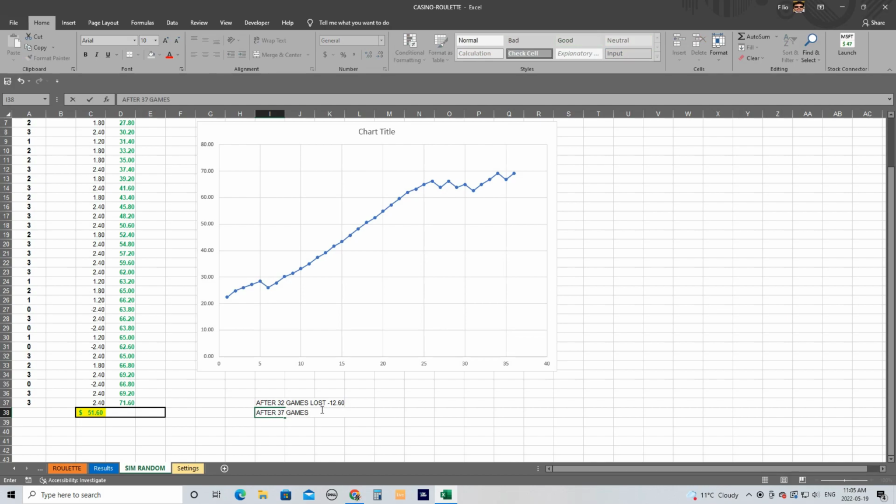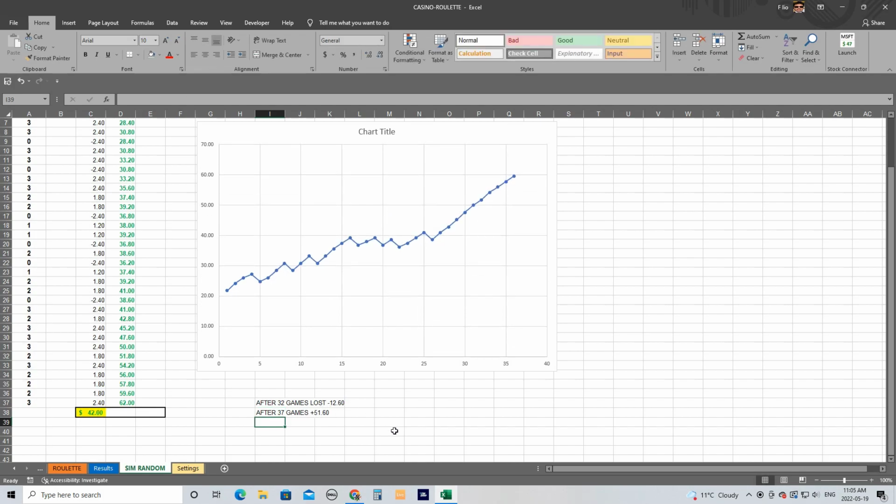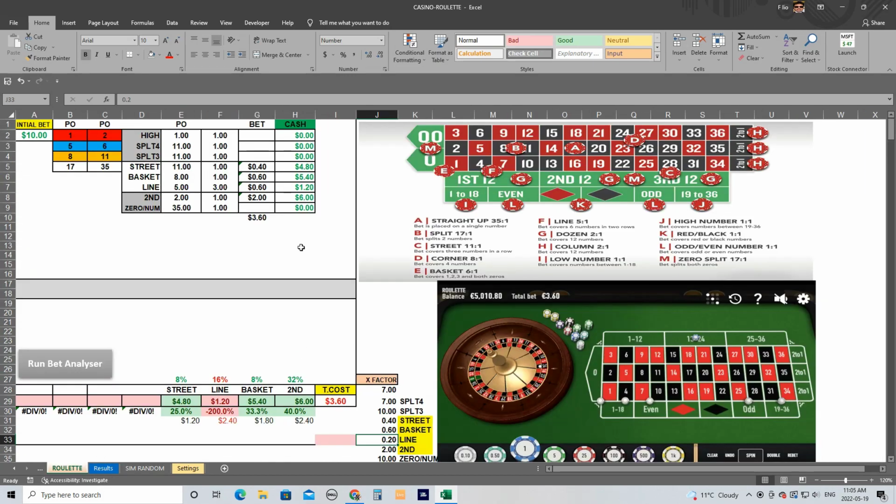So, in conclusion, I would say that this is a profitable system, easy to play and reliable and safe. And hope you use it and make some money.